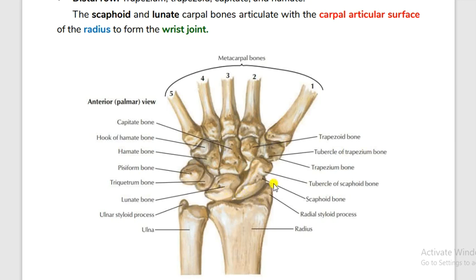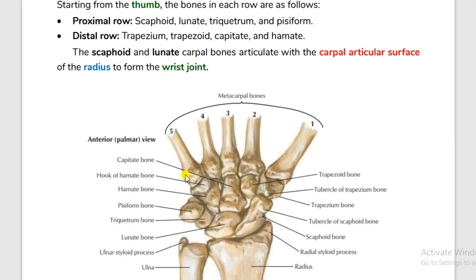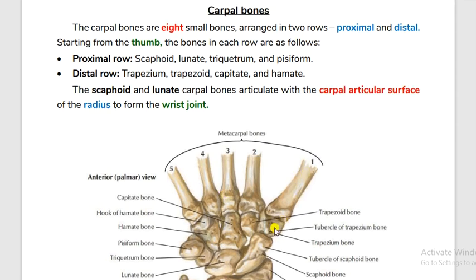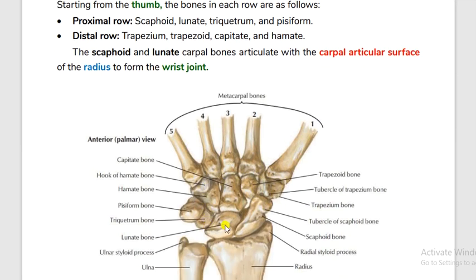Starting from the thumb, we label them scaphoid, lunate, triquetrum, and pisiform. And in the distal row, starting from the thumb area, there is the trapezium, trapezoid, capitate, and hamate. These are the 8 carpal bones.